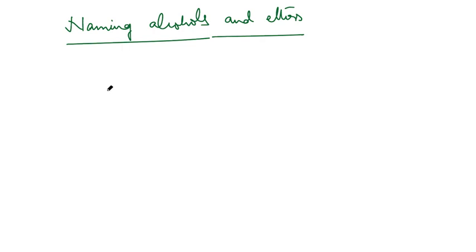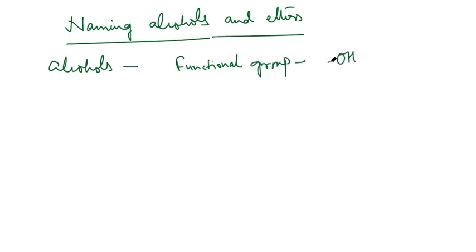Now we are going to discuss how to name alcohols and ethers. Functional group for naming alcohol. The functional group for alcohols is OH and the suffix added will be OL. When this OH functional group is added to a carbon chain, the carbon compound becomes an alcohol, and the suffix we will add is OL at the end of the name.